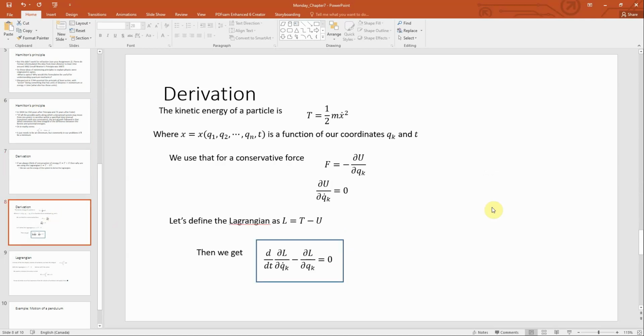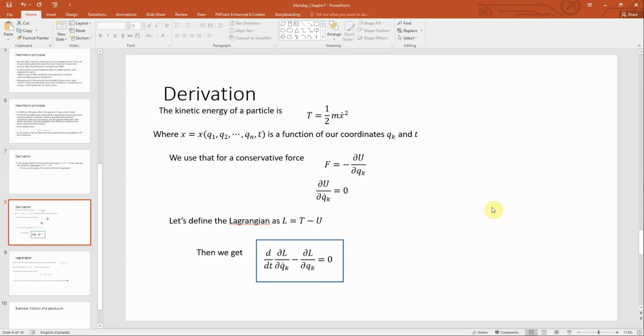So the kinetic energy of a particle is, of course, T is equal to 1/2 m x dot squared, where x is some function of our coordinates q. These can have any n number of coordinates. So in Cartesian, q1 would be, say, x, q2 would be y, q3 would be z, and also a function of t, time.